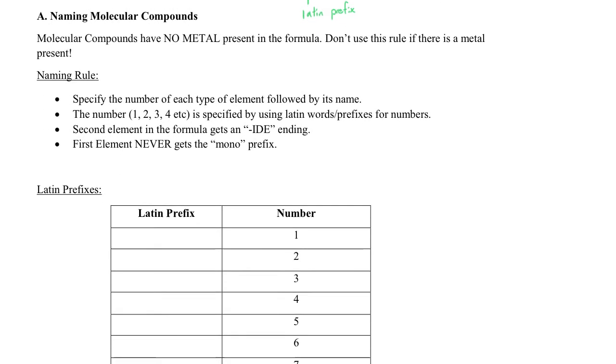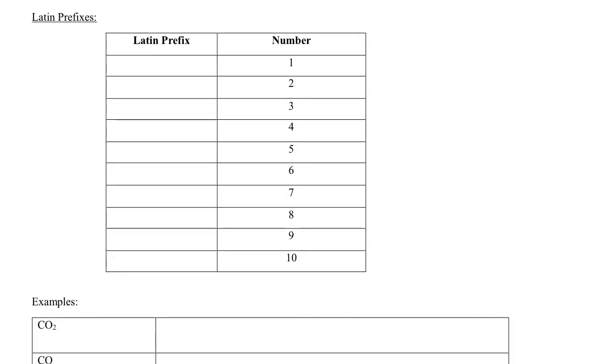Let's review the Latin prefixes for the numbers 1 through 10. For each value, 1 through 10, we have a special Latin prefix that we use to describe that number. For example, for the number 1, we use the Latin prefix mono. For number 2, we use di. For number 3, we use tri. For the number 4, we use the word tetra. For the number 5, we use the word penta. For number 6, we say hexa. 7 is hepta. 8 is octa. 9 is nona. And 10 is deca.